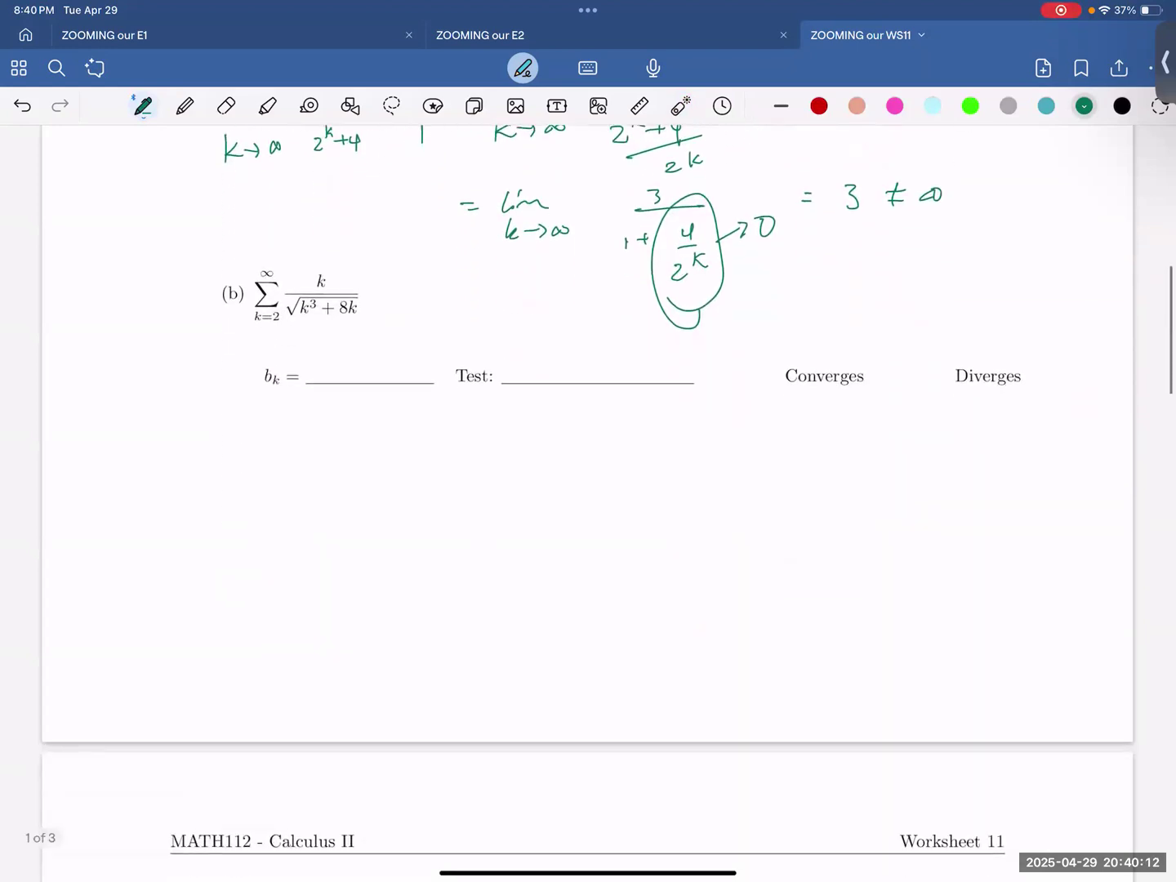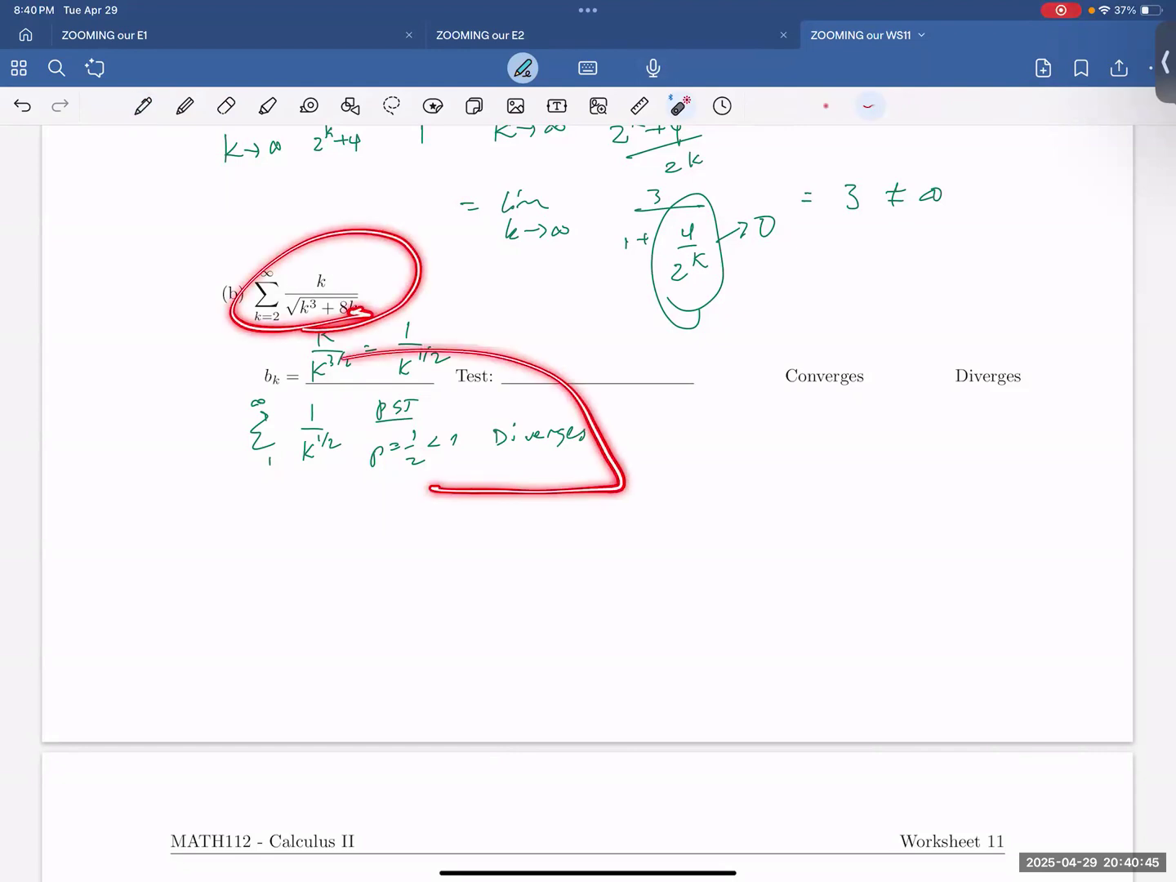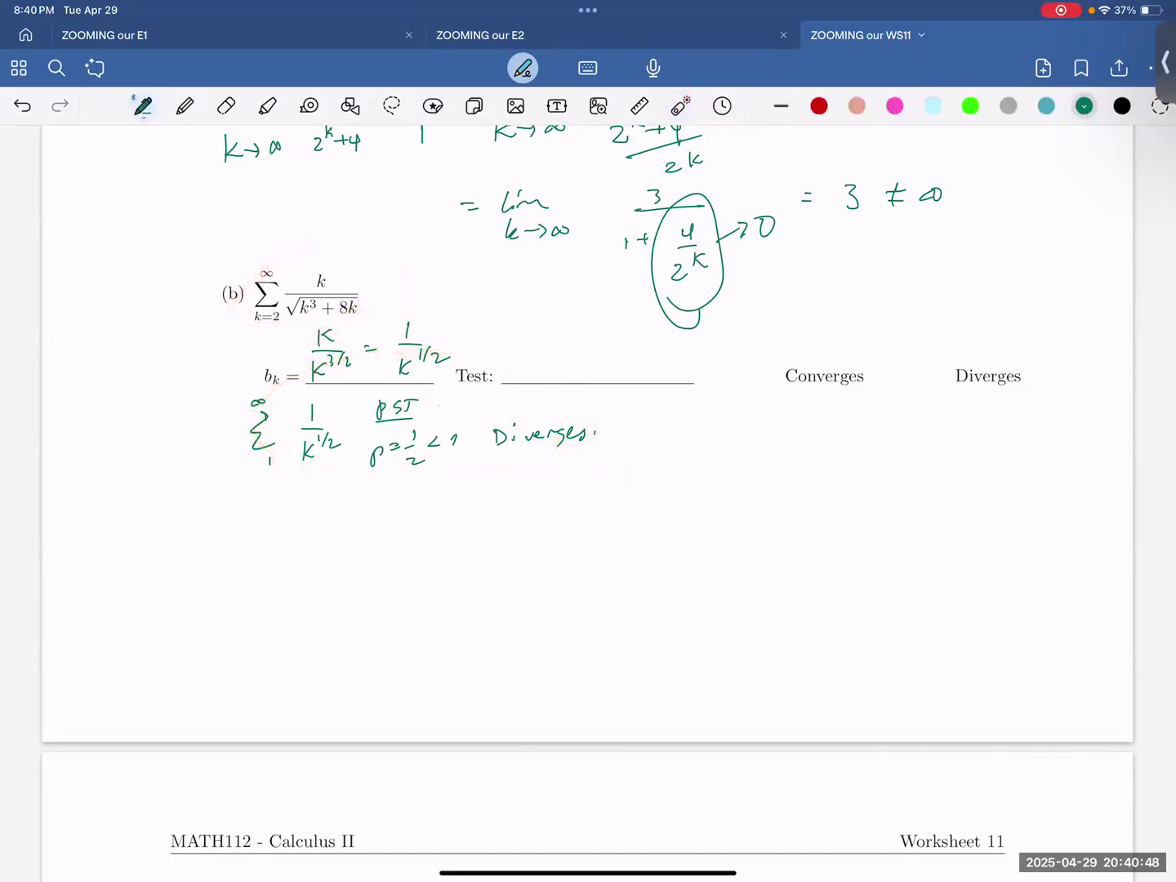This one, let's focus on the original terms. That's k over k to the 3 halves. K over k to the 3 halves is 1 over k to the half. The series 1 over k to the half, p series test. P is a half, that's less than 1, that series diverges. When we take our limit, we hope to imply that our original diverges just like our comparing does, but that will only happen now when the limit is not 0.